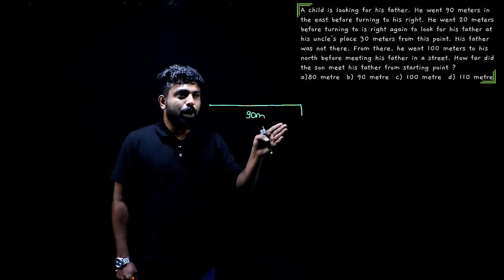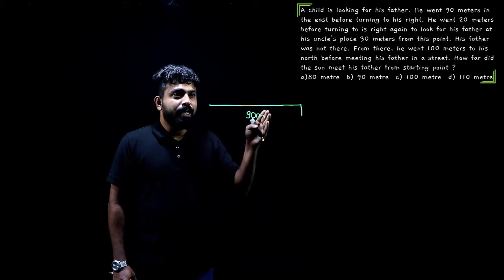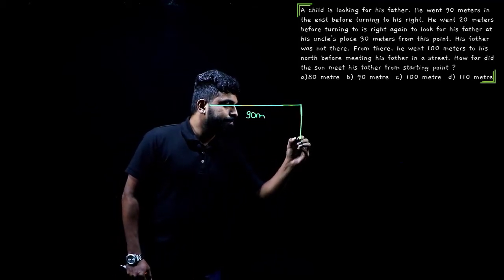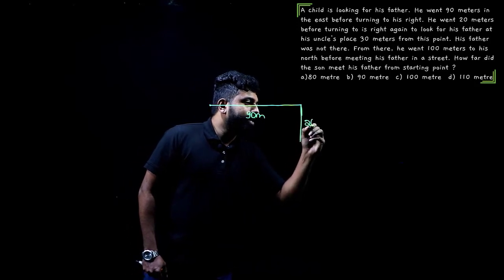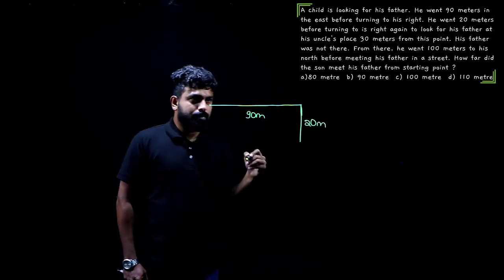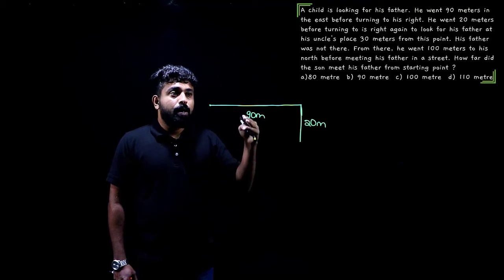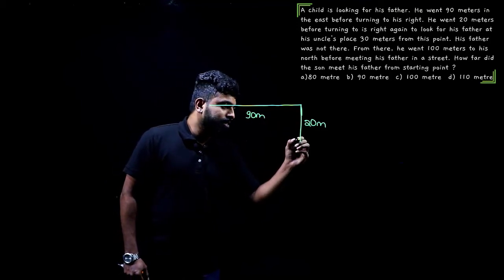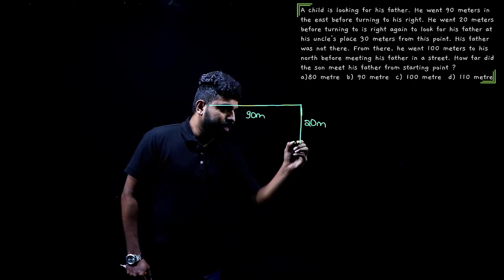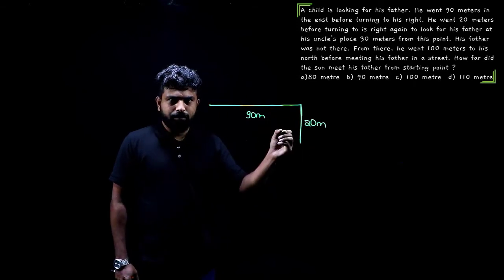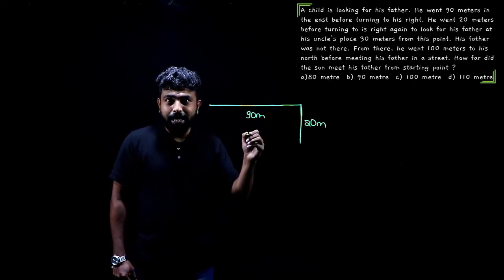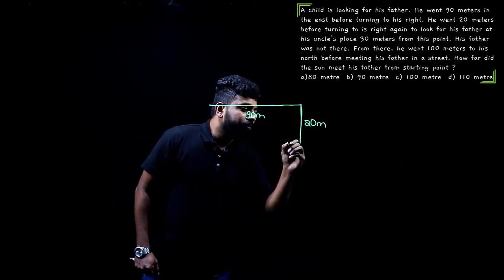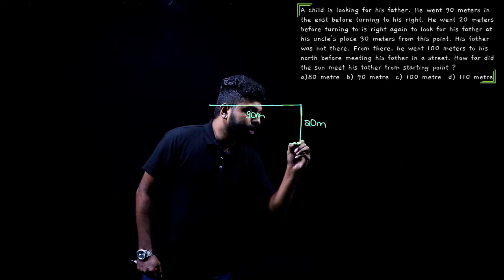Now, in the south direction, how long did he move? He went 20 meters after taking a right turn. Again, he's facing south now, and again he's taking a right turn. If he's facing south and taking a right turn, in which direction will he go? He'll move towards the west direction.